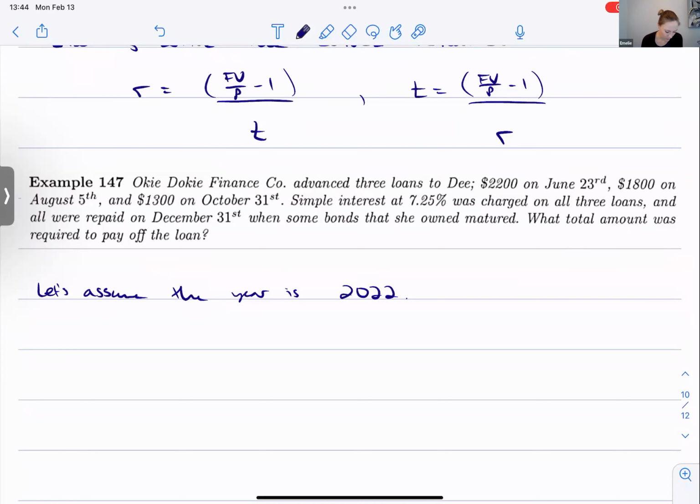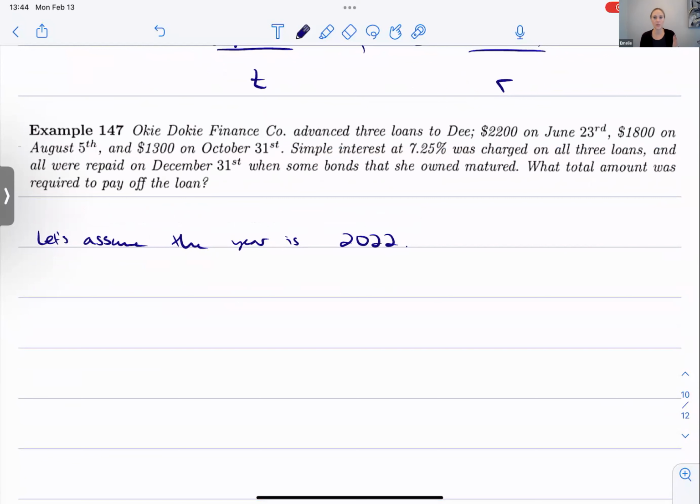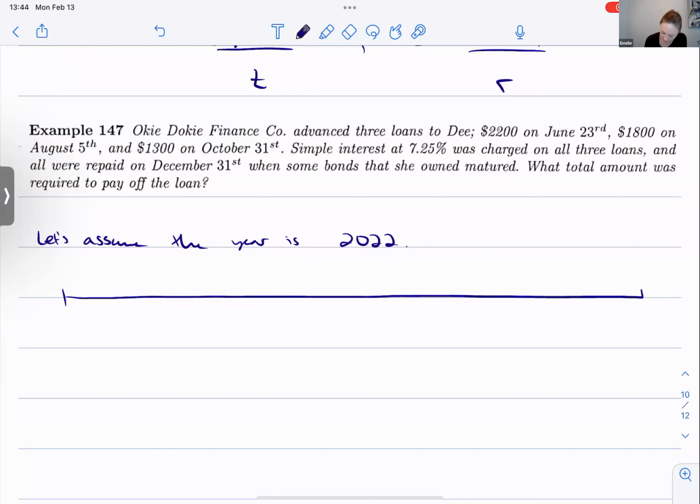All right, so let's see here. First thing I want to do is just have a number line and just map out the dates. So first thing we're going to do is just map out all the dates that were mentioned. Now it's kind of tricky in the beginning when you're first starting out to map out these dates, okay? But I see June 23rd. Oops, June 23rd. August 5th.